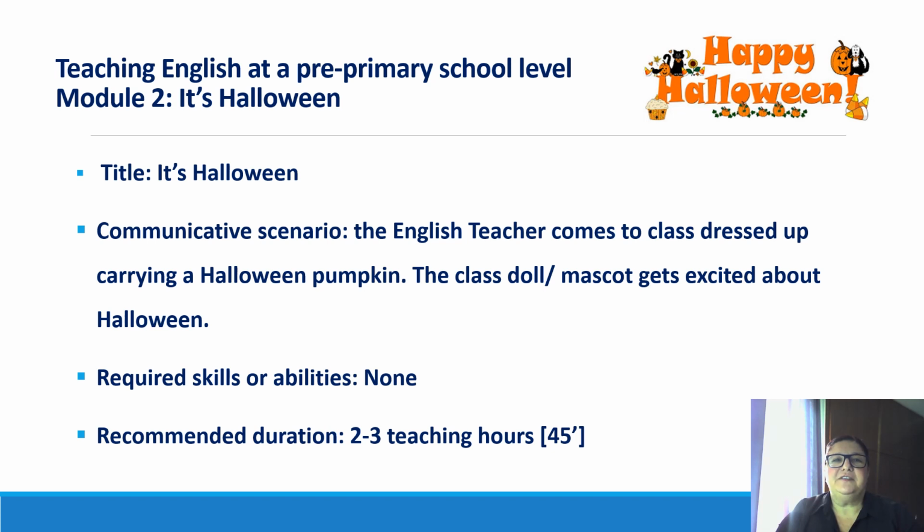So our communicative scenario today would be that the English teacher would come to class dressed up, carrying a Halloween pumpkin or an image of a Halloween pumpkin, and the class doll or mascot will get excited about Halloween. There are no required skills or abilities necessary, and the recommended duration of the lessons would be about 2 to 3 teaching hours, 45 minutes each.